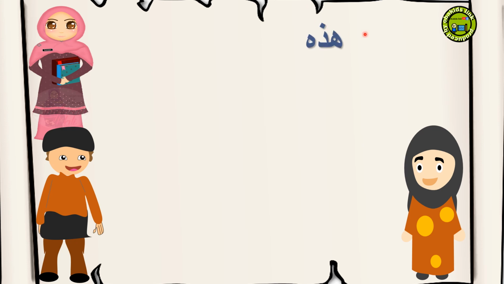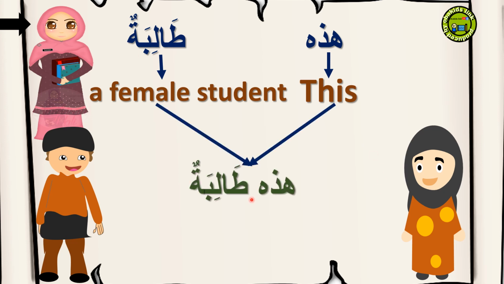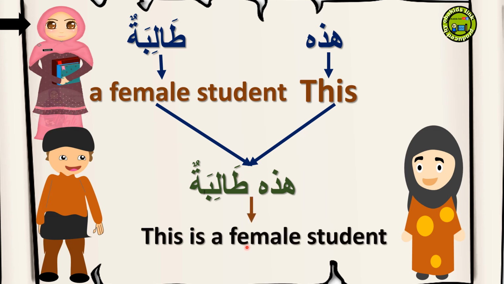This is hazihi. Hazihi means this. This is talibatun. Talibatun means a female student. Now if we join hazihi and talibatun together, it becomes hazihi talibatun. Say after me. Hazihi talibatun. Which means this is a female student.